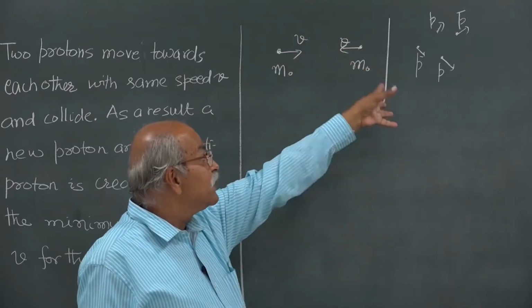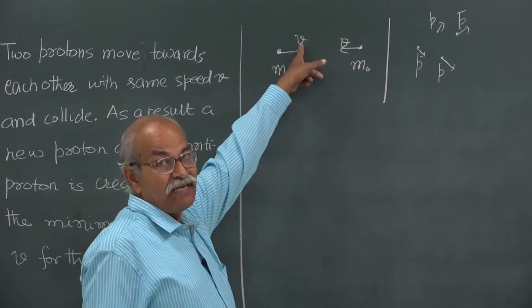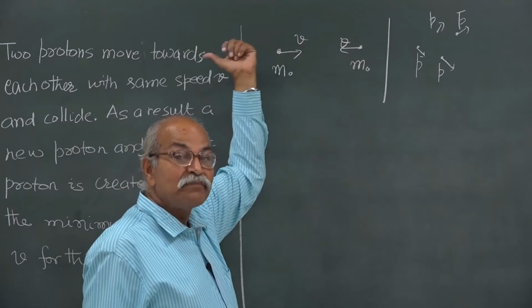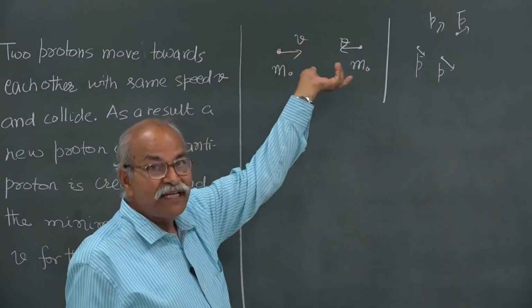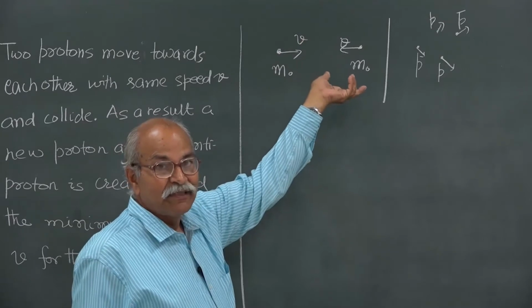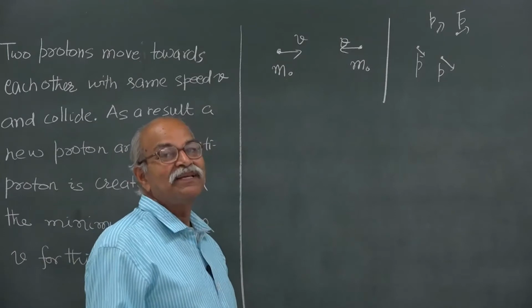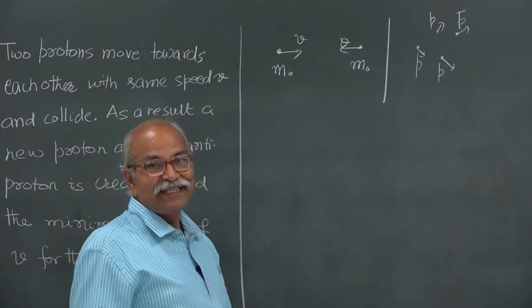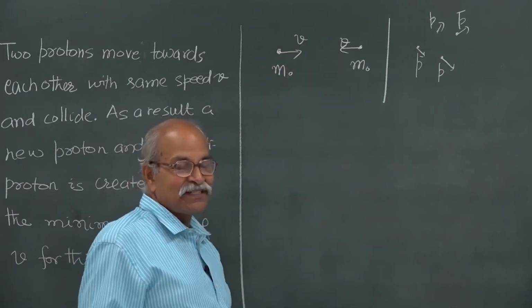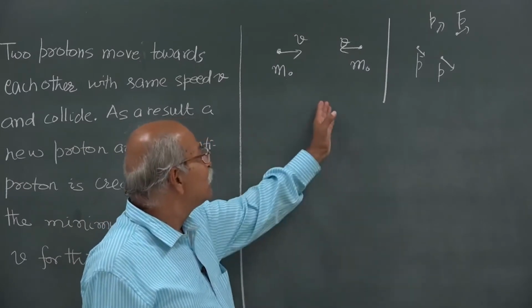Now, to create these 2 new particles, you need some minimum value of this V, and that minimum value has to be obtained. It is a very regular kind of experiment. The 2 proton beams are colliding with each other, new particles are being created and studied in our LHC, and before that many more accelerators have done these kinds of reactions. So, what is the minimum value of this V?